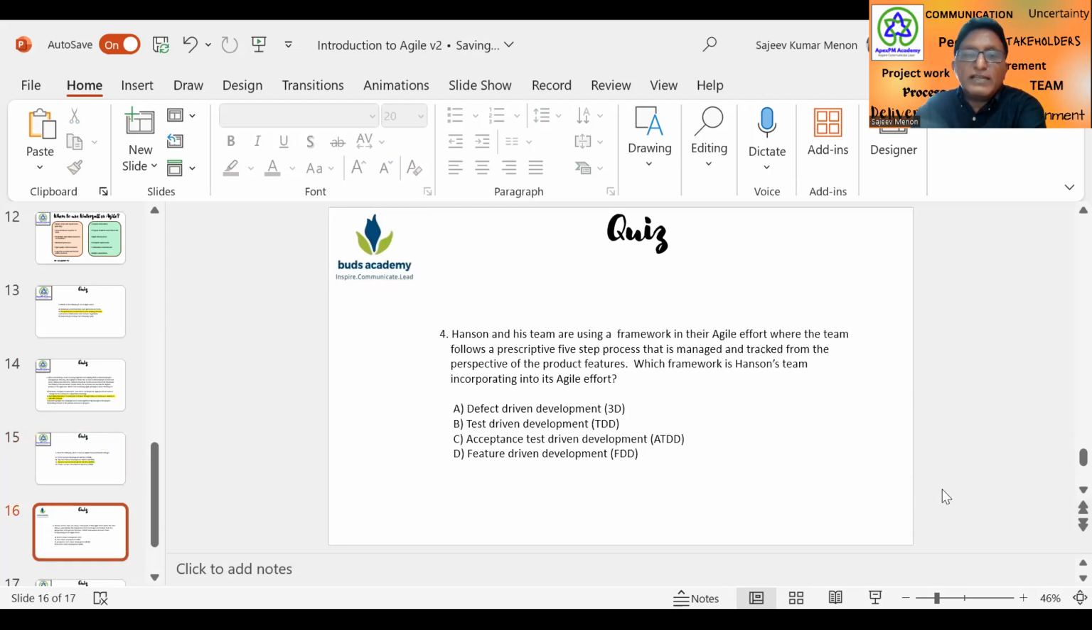We come to the next question. Hansen and his team are using a framework in their Agile effort where the team follows a prescriptive 5-step process that is managed and tracked from the perspective of the product features. Which framework is Hansen's team incorporating in its Agile effort? Is it defect-driven development, test-driven development, acceptance test-driven development, or feature-driven development? You can pause the video here, think over the question, read it carefully, and answer.